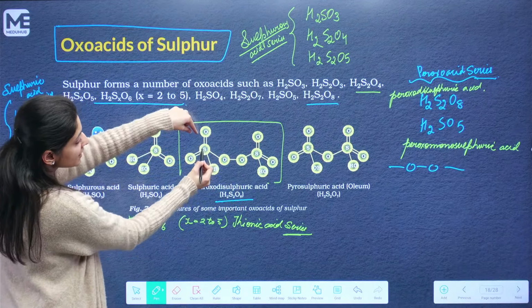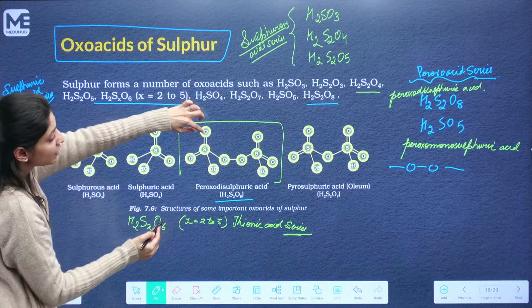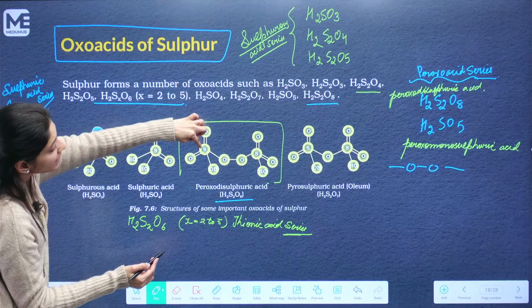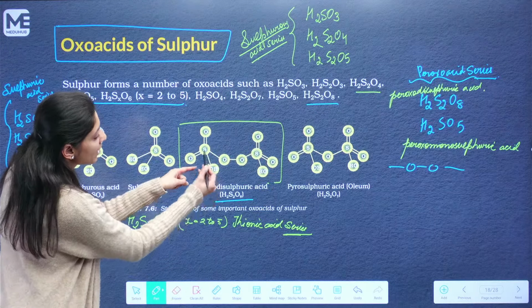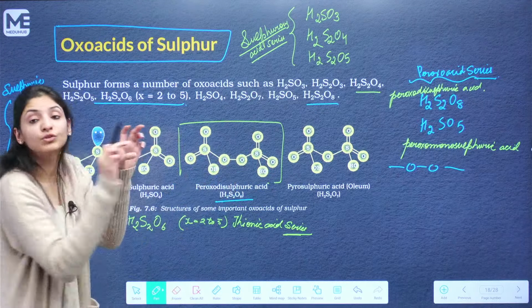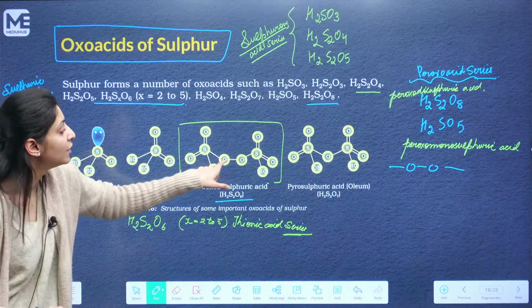This sulfur is tetrahedrally bonded, with two S double bond O. Here also two S double bond O, one S-OH, one S-OH here, and both of them are bridged by a peroxo bond, like two oxygens.